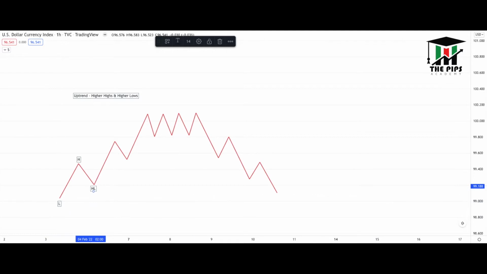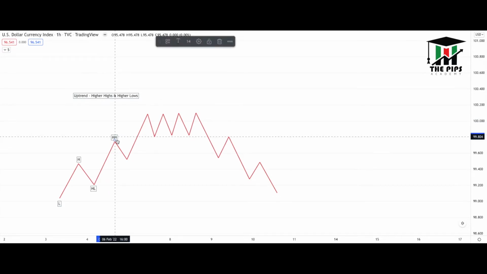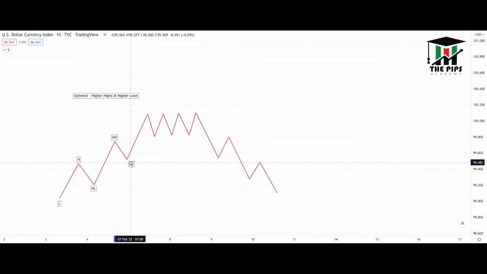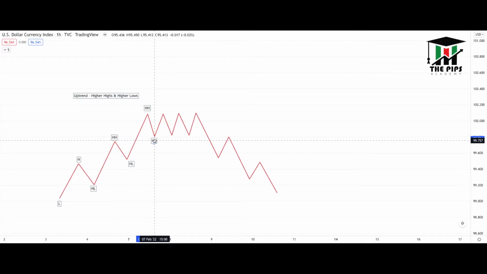From there we have a higher high, and then the next point will be a higher low. So you can look at it to say the highs will be on the top and the lows will be on the bottom. Now from here we have another higher high and we have a higher low.